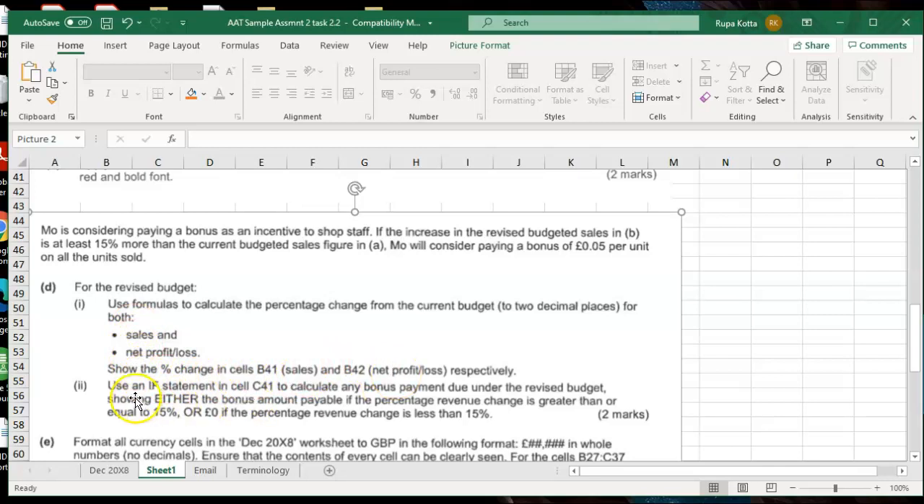We done that. Use an if statement in cell C41 to calculate any bonus payment due under the revised budget, showing either the bonus amount is payable if the percentage revenue change is greater than or equal to 15%, or 0 if the percentage revenue change is less than 15%. So percentage revenue change only they are worried about. They are not worried about the format percentage. So you will calculate the bonus if it is more than 15% or 0 if it is less than 15%.